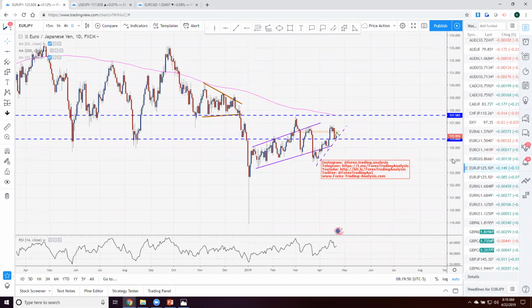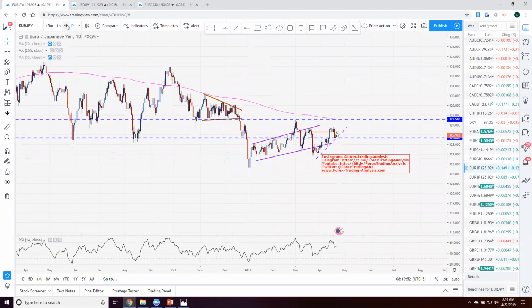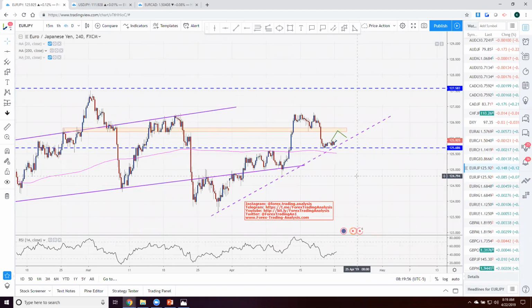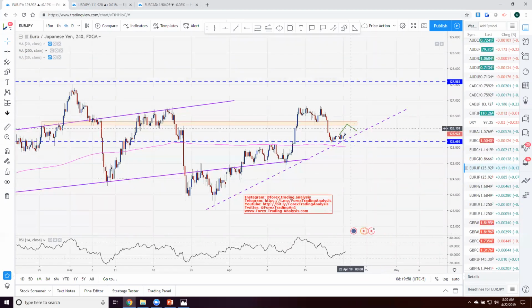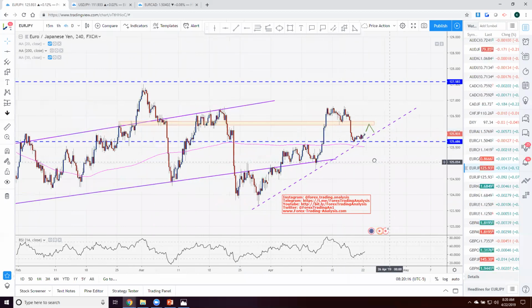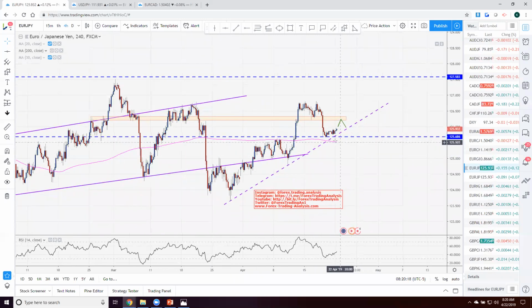Not much on the daily. 4 hour, we were looking at this last week. So looking at continuing to respect this ascending trend line to see if we can get a push back up to this 126.25 area for resistance, and then watching from there. No clear direction at the moment.